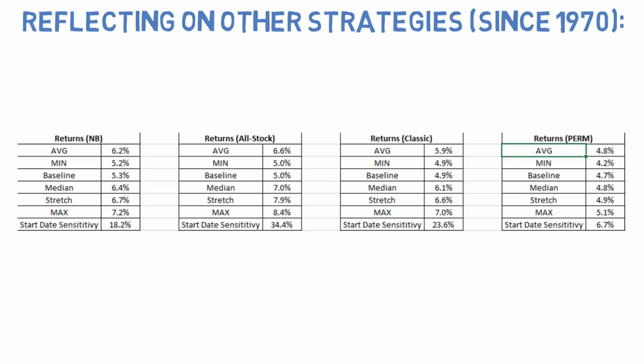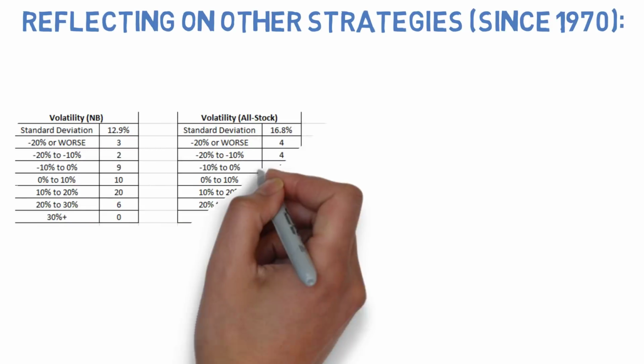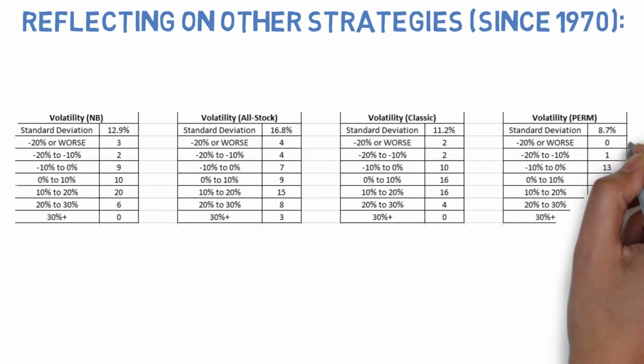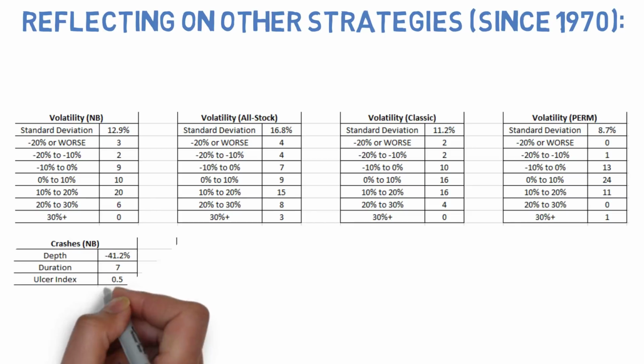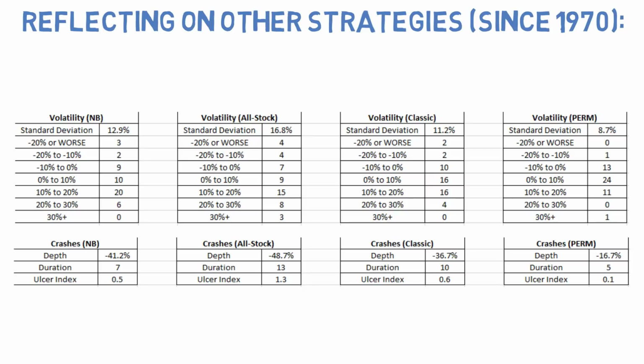Its start date sensitivity of 18.2% easily beats out the all-stock strategy's 34.4%, and even manages to edge out the classic 60/40 strategy for a second-place finish, suggesting that it's a reasonably dependable investing strategy, at least compared to this field. Its volatility metrics weren't quite as strong, but were still respectable, and leaps and bounds ahead of the all-stock strategy. It lost money in 14 of the 50 years, which tied it with the classic 60/40 and permanent portfolio for first place. Its standard deviation of 12.9% and maximum crash depth of 41.2% came in third behind those same strategies, so there definitely was a noticeable difference between the three here.